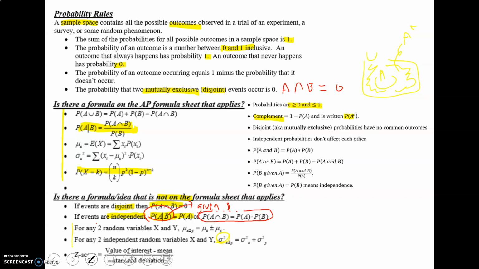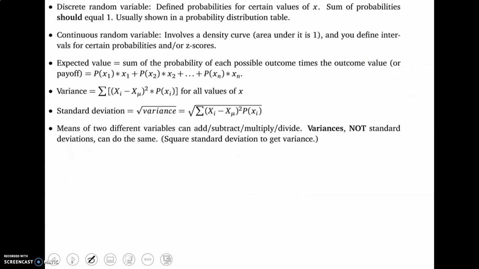And this one only works if your events are independent, so you see it from here: it has to be that A and B are independent. But this one is a general equation, so this one always works. It doesn't have to be an independent event. P of B given A is very important, conditional probability, and we talked about it here. If that equals the first one, P of B, then it means independent.